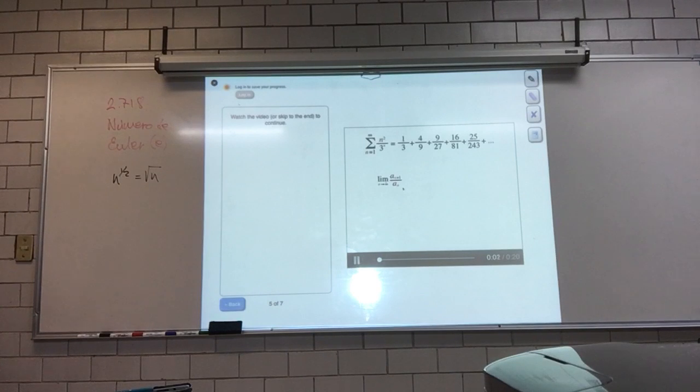Great. Now let's see if we can prove what this limit is. The nth term in the series is n squared over 3 to the n. To find the n plus 1 term, we can replace all the n's with n plus 1. So the n plus 1 term in the series is n plus 1 squared over 3 to the n plus 1. Try evaluating this limit.